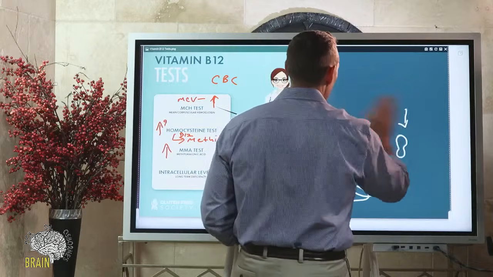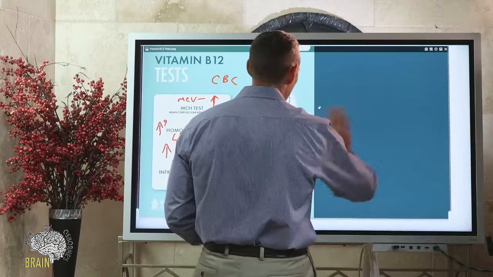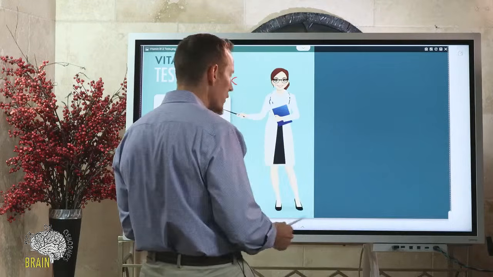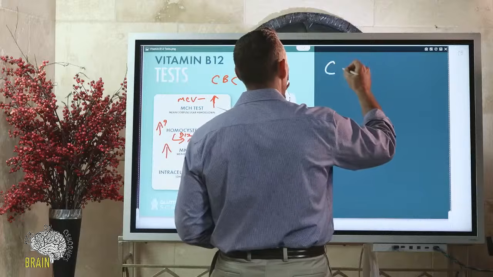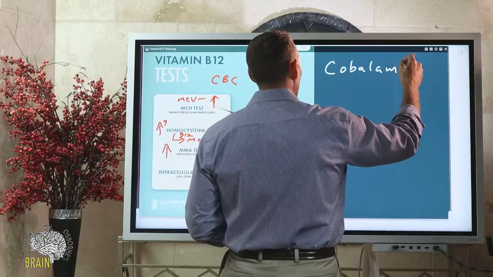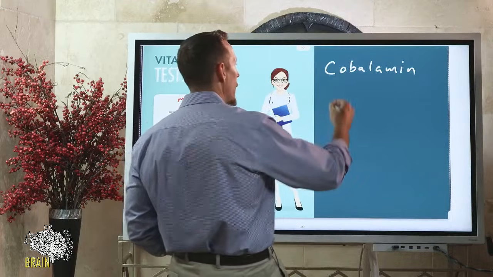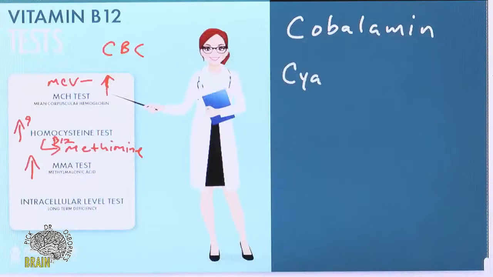Now let's check out some of the different forms. I know that's going to be some of the questions that we get tonight. There's different forms of B12. There's cobalamin, which is what B12 is. But then there are certain things that are attached to cobalamin, or B12. One of them is cyano. So if you ever see the term cyanocobalamin, that's a form of B12.